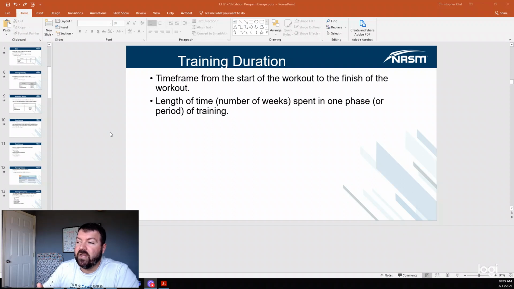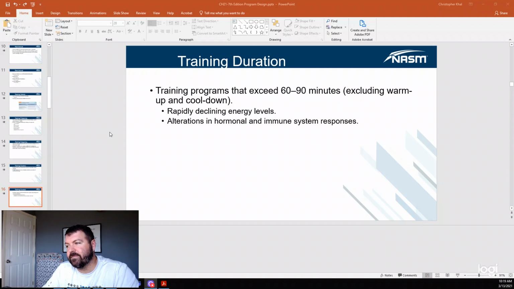Training duration. The framework for each workout is from the start of the workout to the finish of the workout, and it also means the length of time, or number of weeks, spent in one phase or period of training. Training programs that exceed 60 to 90 minutes, minus your warm-up and cool-down, see rapidly declining energy levels and alterations in hormonal and immune system responses. So trying to exceed an hour and a half is still a pretty lengthy time.